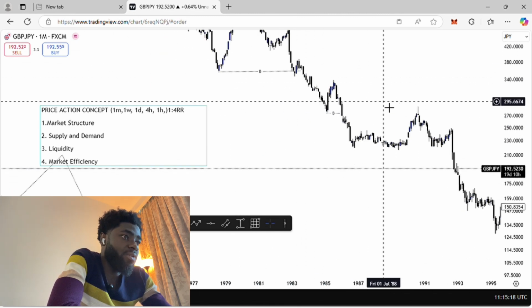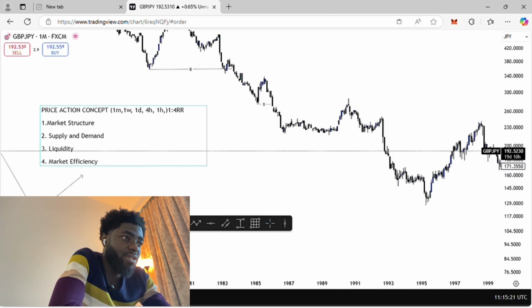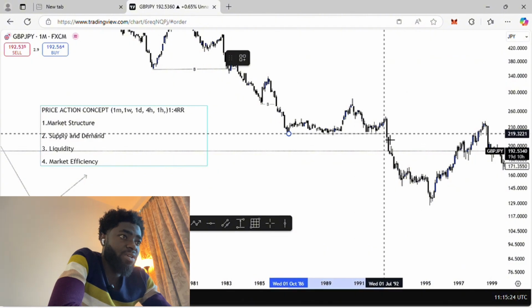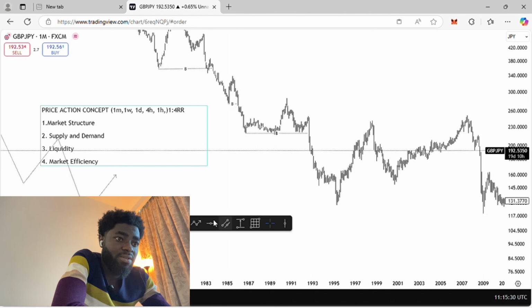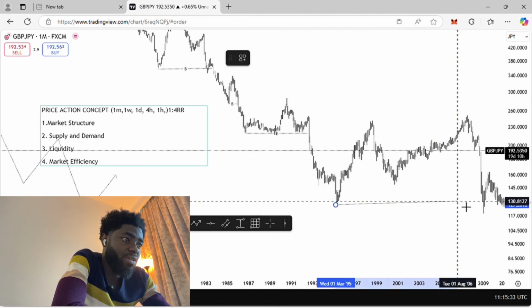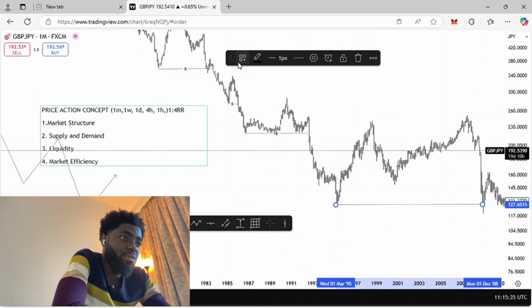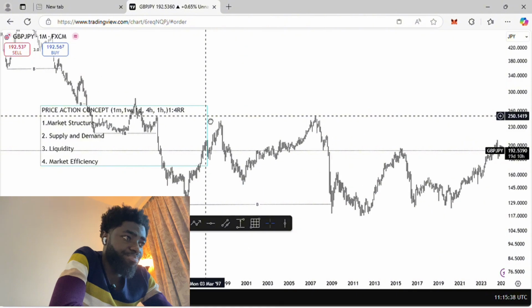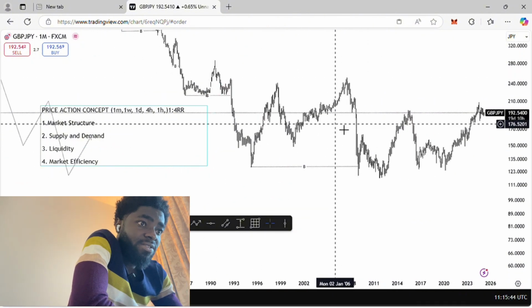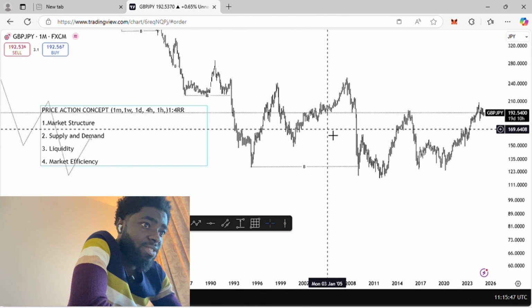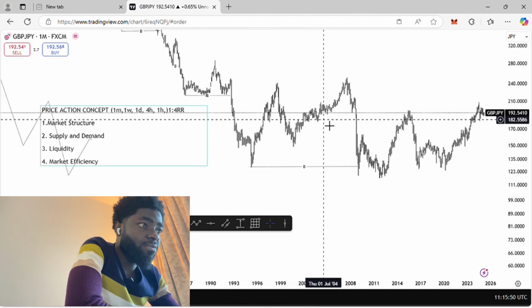Price creating lower lows, break of structure to the lower side, break of structure to the downside. Okay, break of structure at the monthly time frame. So now what we can do next is to identify our supply zone. Since it's a sell, we want to identify a supply zone.